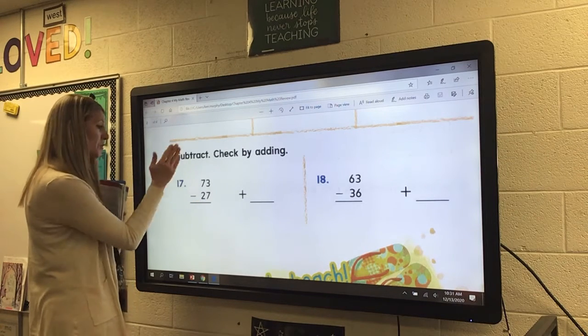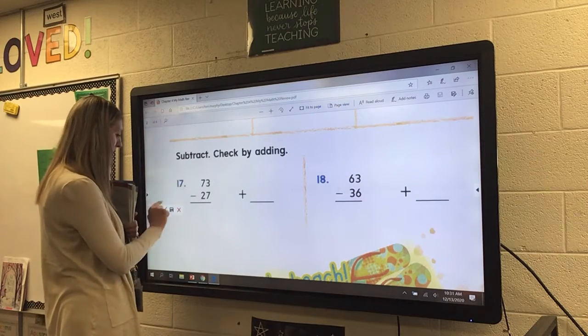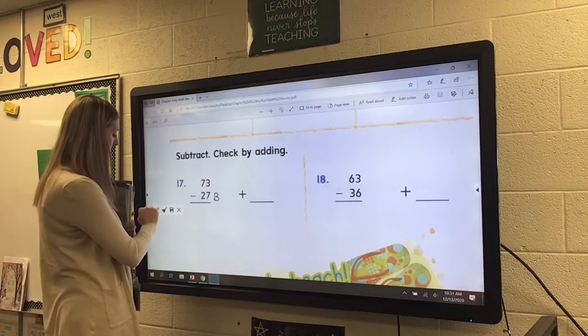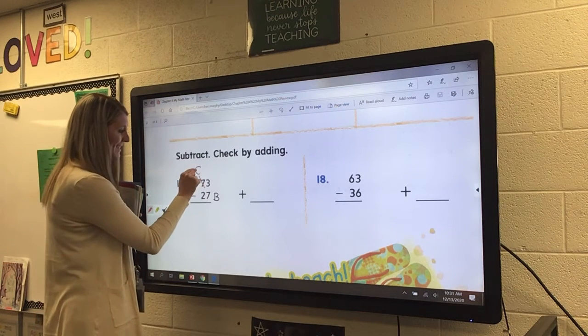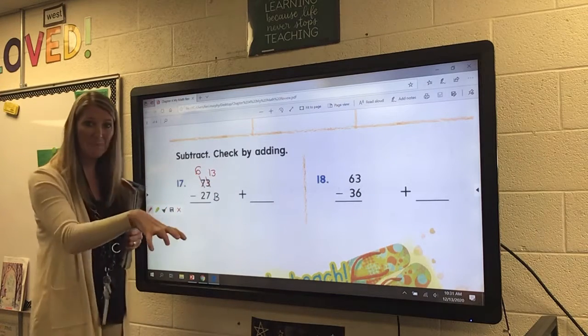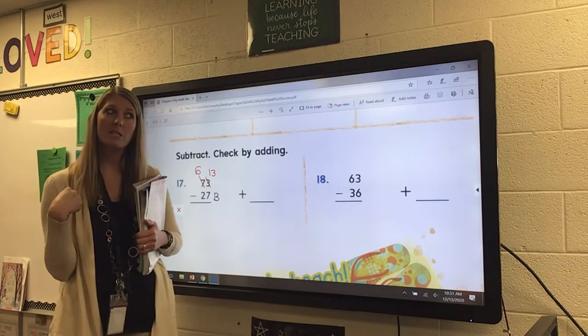So I'm going to go and subtract the ones column. 3 minus 7, I can't do that. Bigger bottom, better borrow. So I'm going to go borrow from this 7. This 7 becomes a 6. This 3 now becomes a 13 because I take 10 and put it over there. So 13 minus 7, I can count backwards in my head.